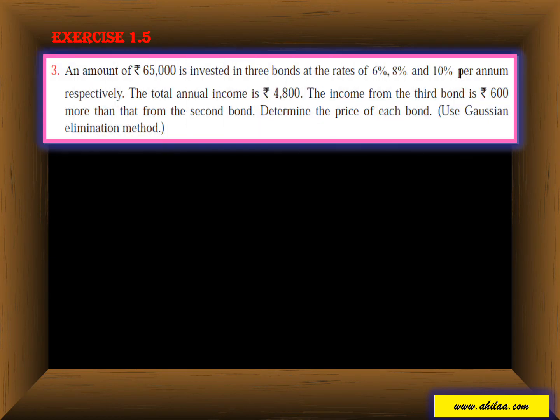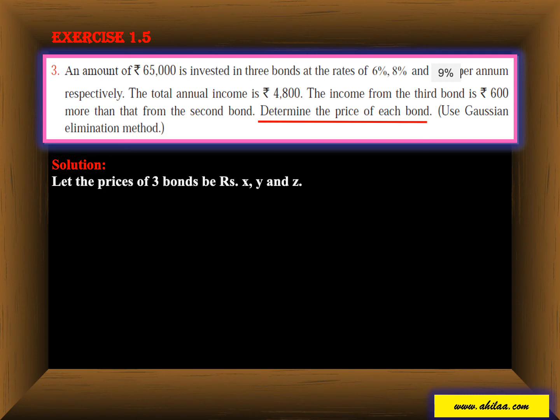Exercise 1.5. Third problem, an amount of rupees 65,000 is invested in 3 bonds at the rates of 6%, 8% and 9% per annum respectively. The total annual income is rupees 4,800. The income from the third bond is rupees 600 more than that from the second bond. Determine the price of each bond. Use Gaussian elimination method. So here it is asked to determine the price of each bond. So let us consider that as our variables. Okay. So let the prices of 3 bonds be rupees X, Y and Z.